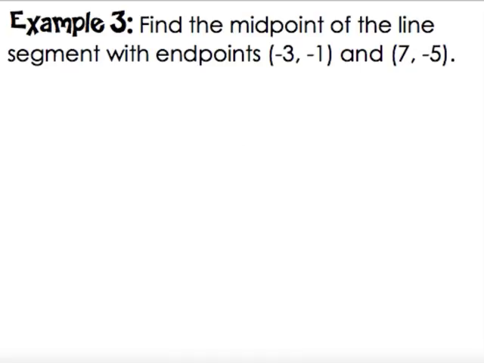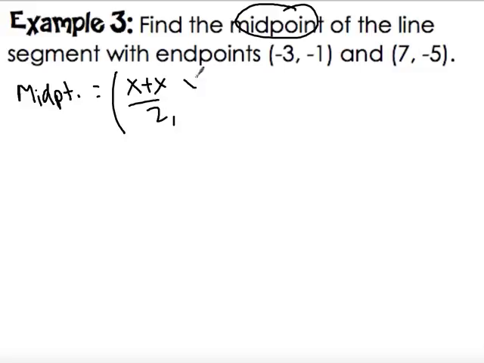Like I said before, though, you're not always going to be given the picture. So in example 3, we need to find the midpoint of a line segment with endpoints at (-3, -1) and (7, -5). So since it tells me midpoint, I need to remember my midpoint formula, which is just going to be a point, x plus x divided by 2, and y plus y divided by 2. Whenever you have your answer, it's important that you put parentheses and the comma in your answer because, remember, it does represent a point.